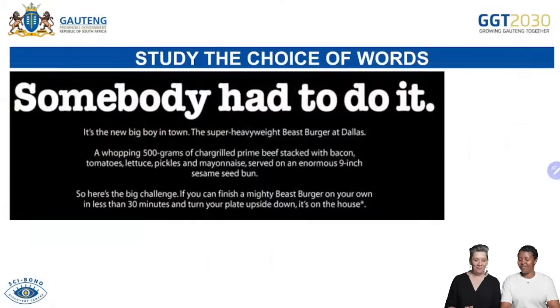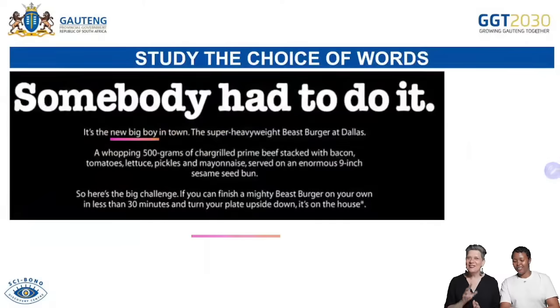Oh, whopping 500 grams of char-grilled prime beef stacked with bacon, tomatoes, lettuce, pickles, and mayonnaise, served on an enormous 9-inch sesame seed bun. So here's the big challenge. If you can finish a mighty beast burger on your own in less than 30 minutes, oh my goodness, and turn your plate upside down, it's on the house. Oh, wow. I am running to get this.